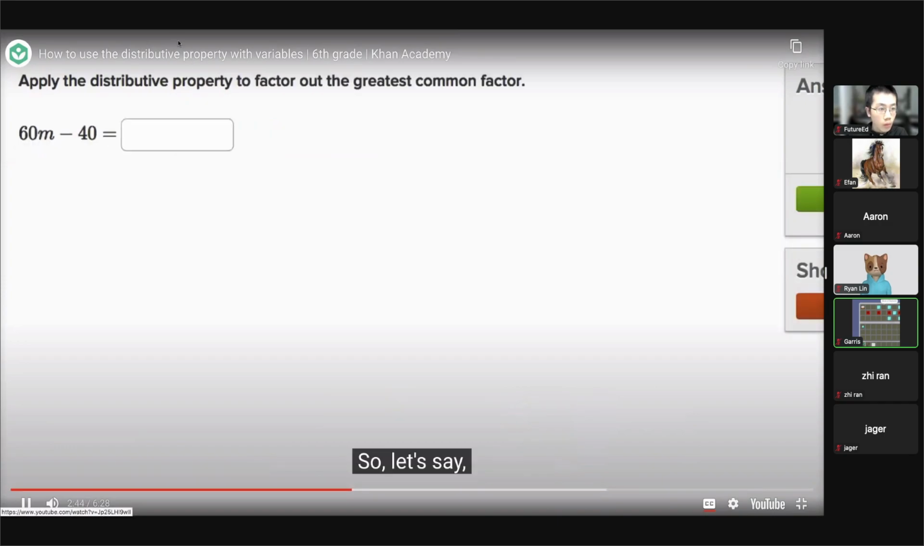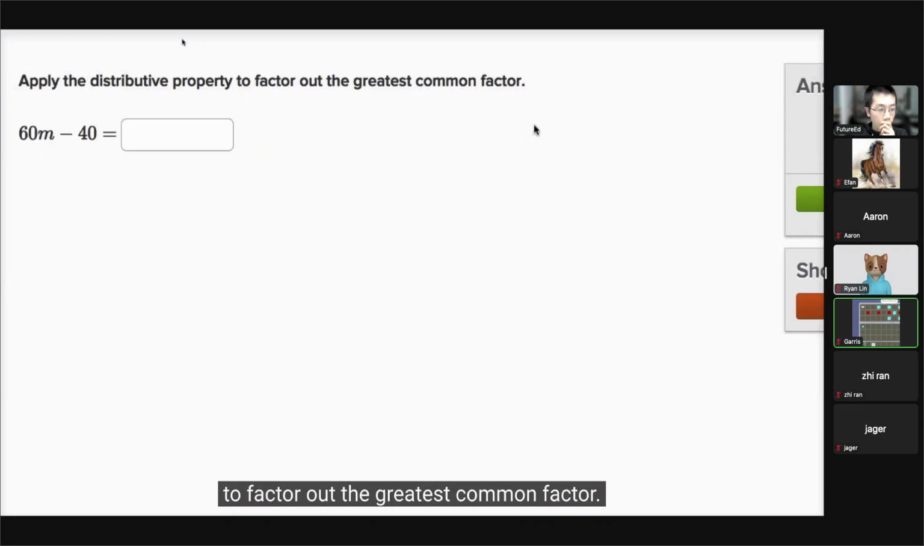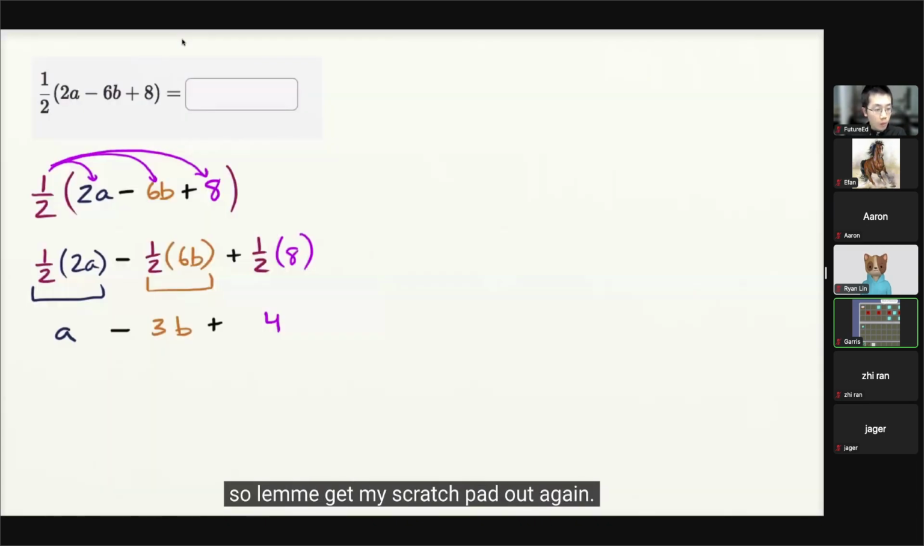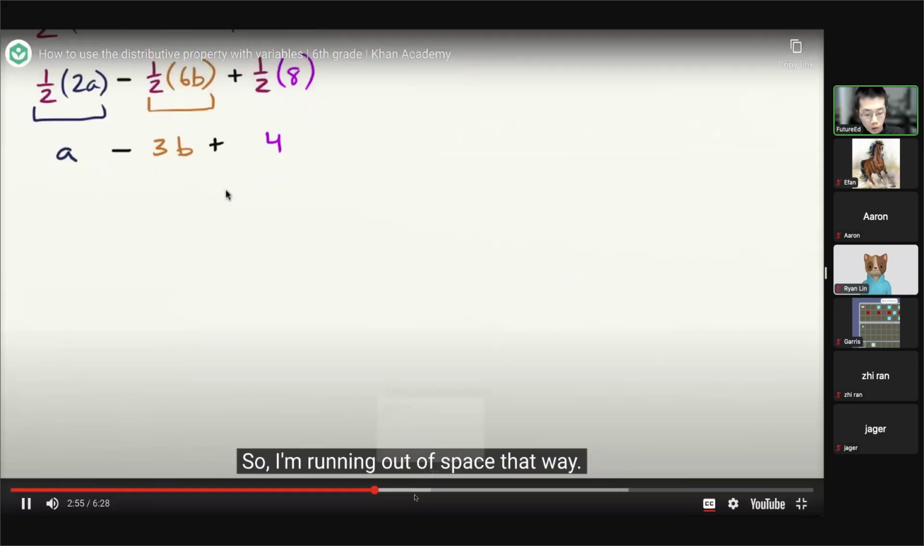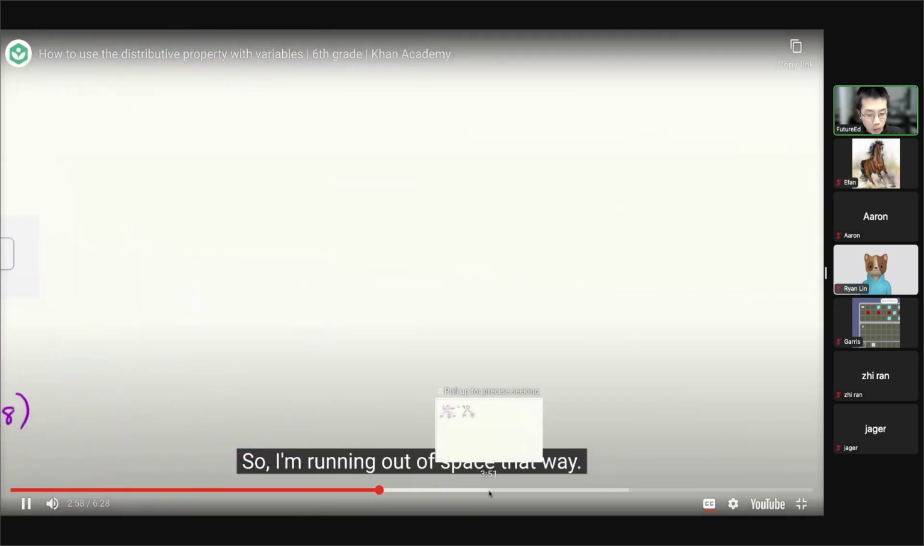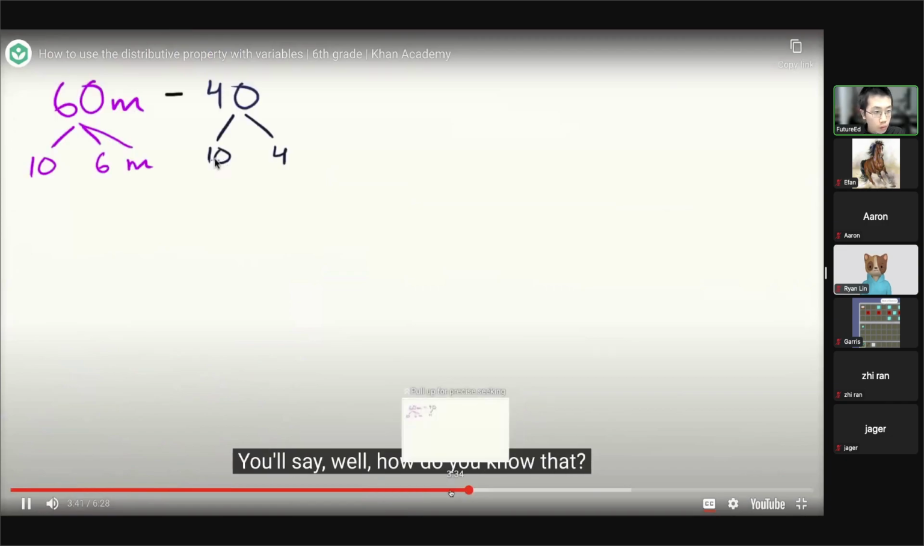They say apply the distributive property to factor out the greatest common factor. And here we have 60m minus 40. So let me get my scratch pad out again. And you say, well, Sal, how do you know that factor?